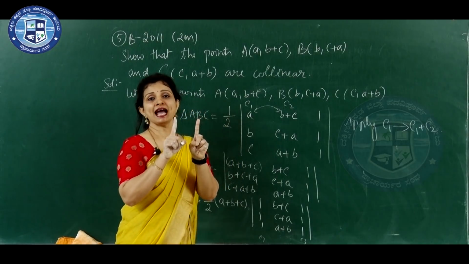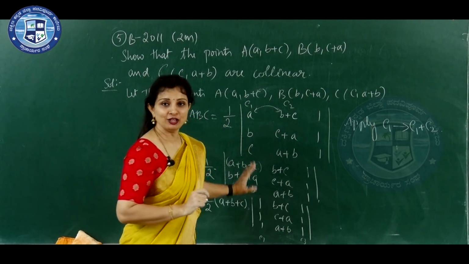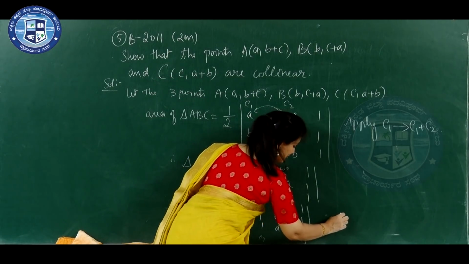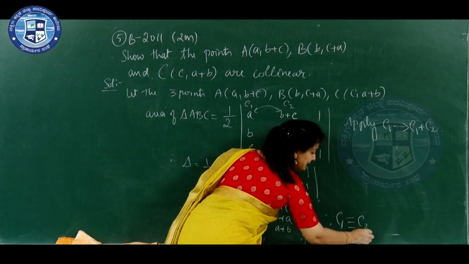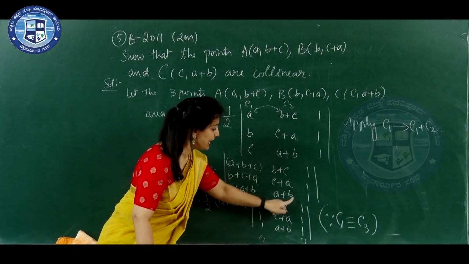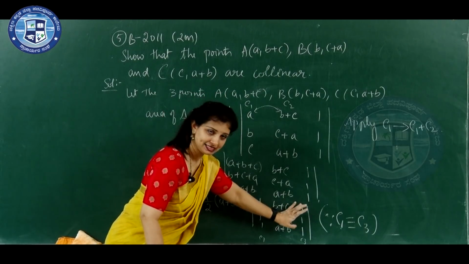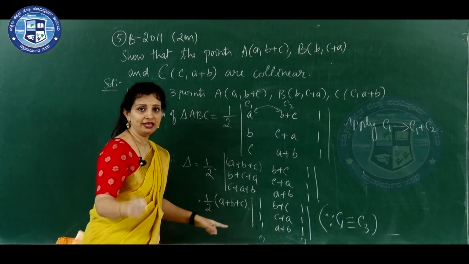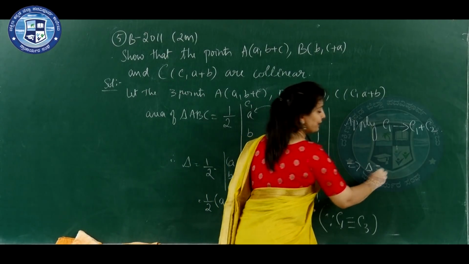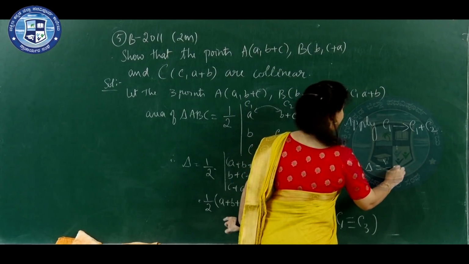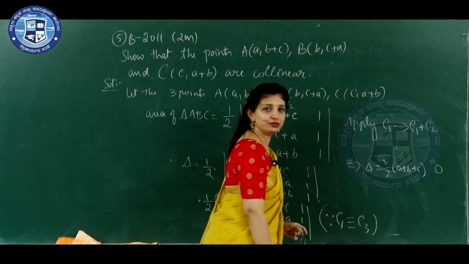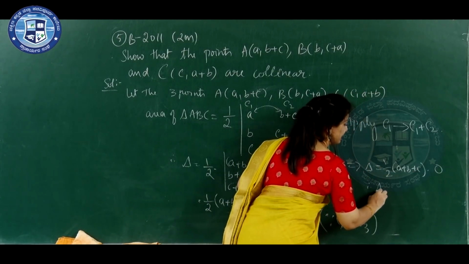Observe this: first column C1 and third column C3 elements are identical, 1 1 1, here also 1 1 1. If two columns are identical, you know the value of the determinant is 0. Since C1 is identical to C3, write the reason also. The value of the determinant will be 0. So, the area of triangle is half into A plus B plus C as it is, into determinant value 0. Therefore, delta is equal to 0.